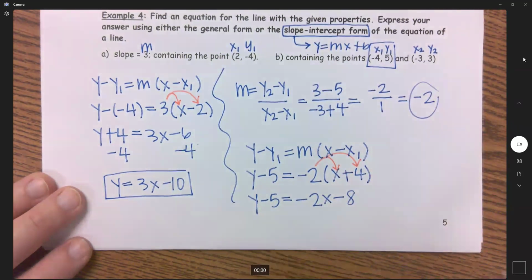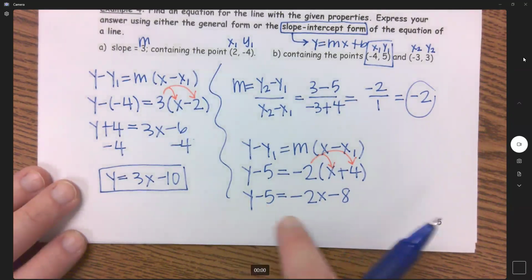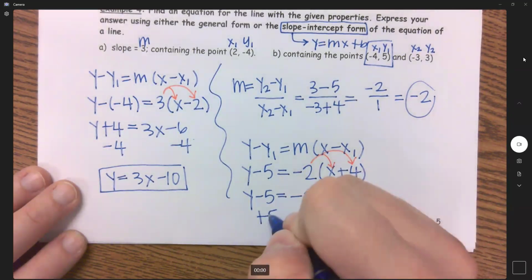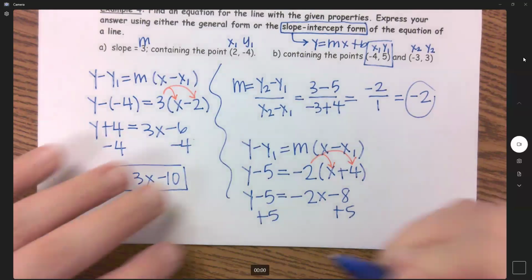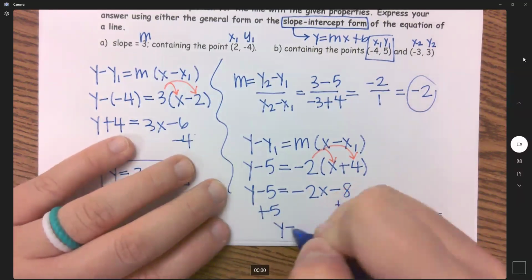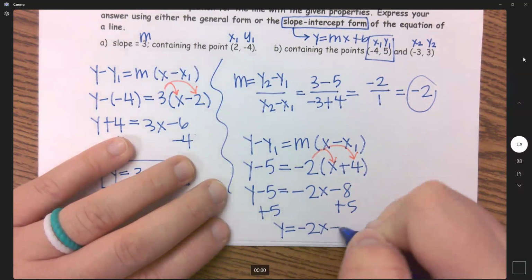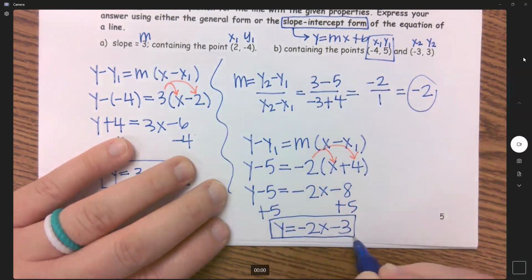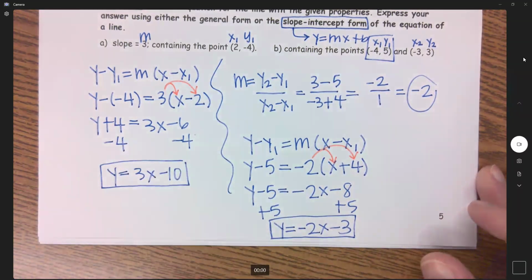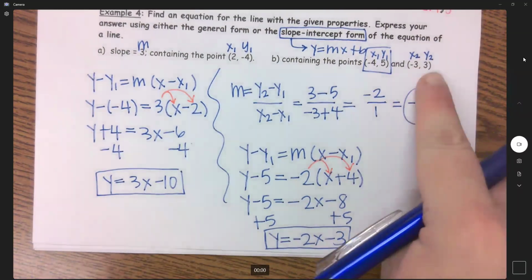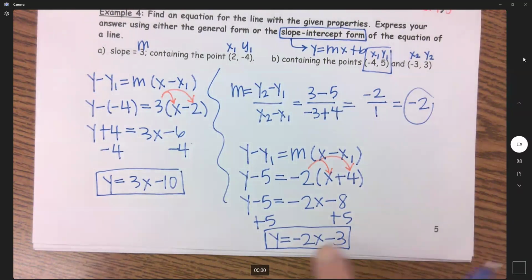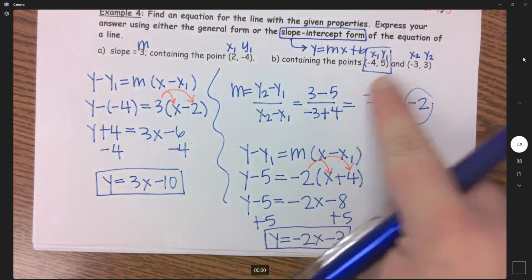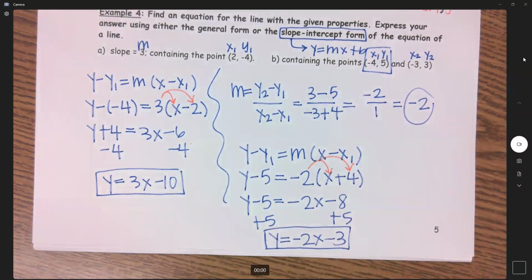And then get y by itself by adding or subtracting whatever's over here with it. So +5. And we get y equals -2x minus 3. So now we have a line that contains both of these 2 points. If you were to plot your y-intercept at -3 and then use your slope of -2 over 1, we would eventually get both of those ordered pairs right there.